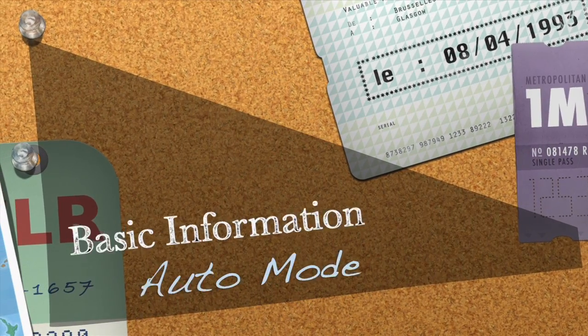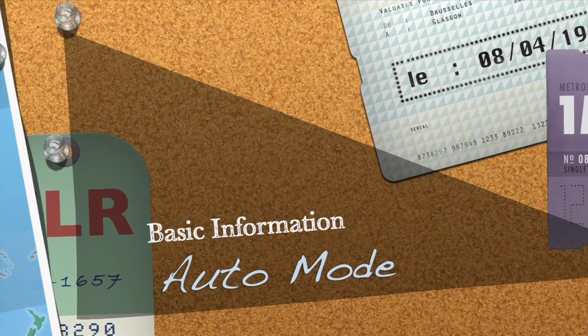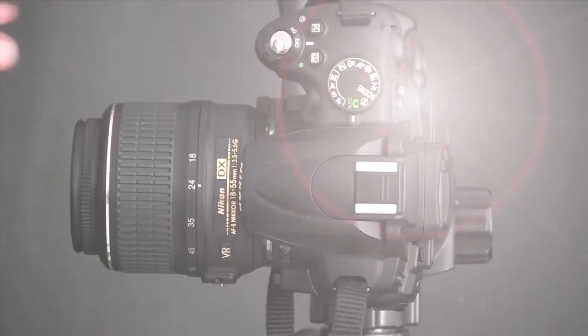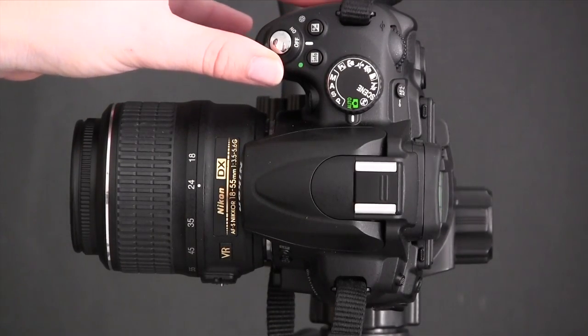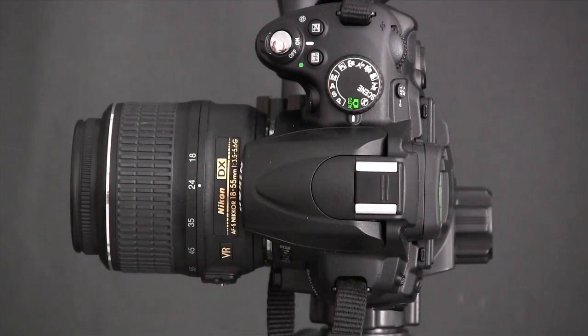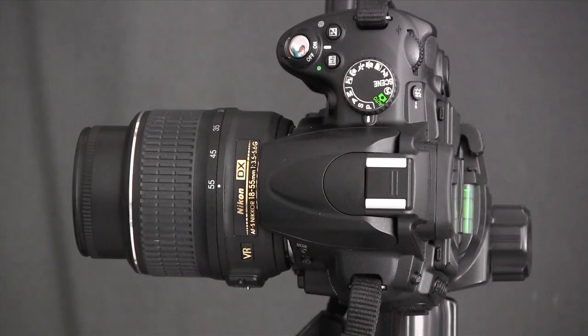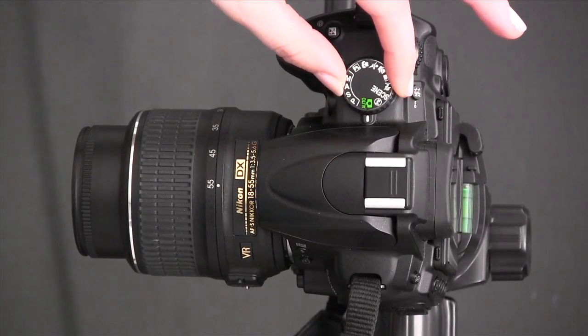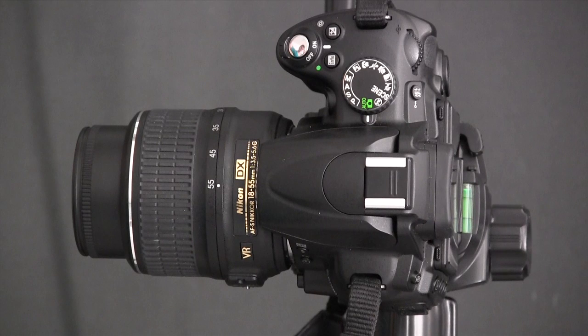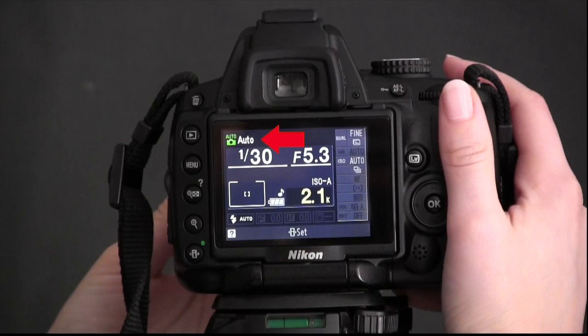The first program we will be using is the auto mode. We must first turn the camera to the on position, located at the top of the screen. Next, the mode dial will need to be shifted to the A position, representing auto mode. As you noticed, the camera is now presenting the word auto at the top of the camera screen, signifying that it is in the correct mode.